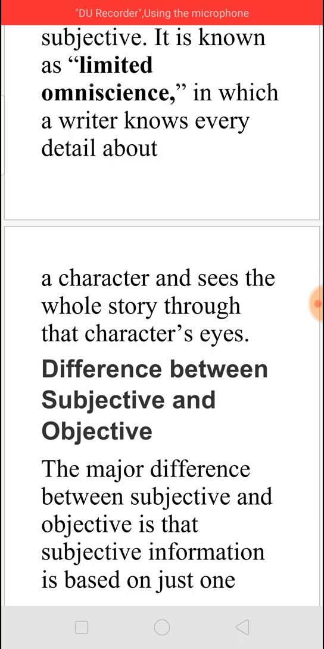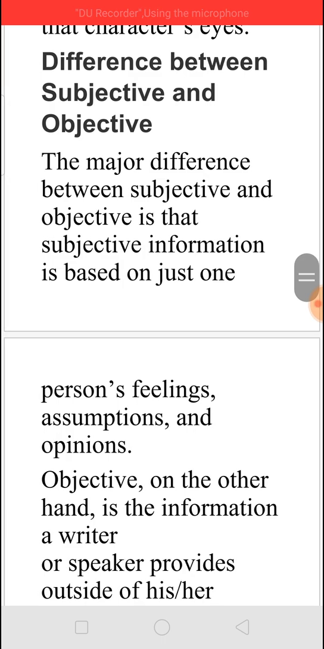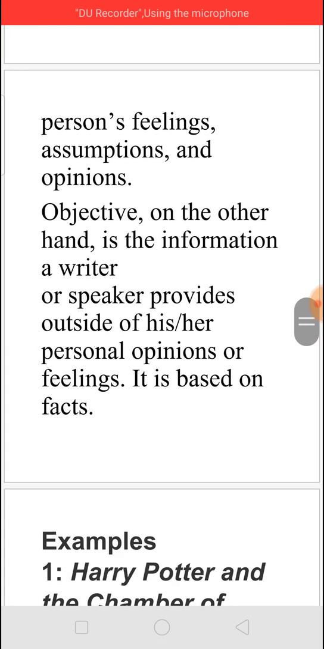Now the main question is, what is the difference between subjective and objective? The main difference is that subjective writing is based on the feelings of the person who is writing. In subjective writing, the information given will be about the person's feelings, assumptions and opinions. But in objective writing, the information the writer provides will not be his personal opinions or feelings. It will be based only on facts.